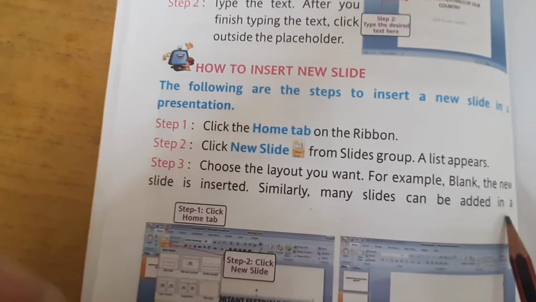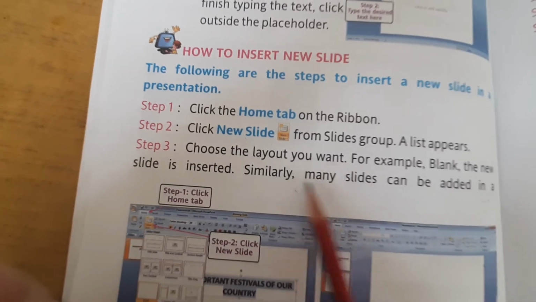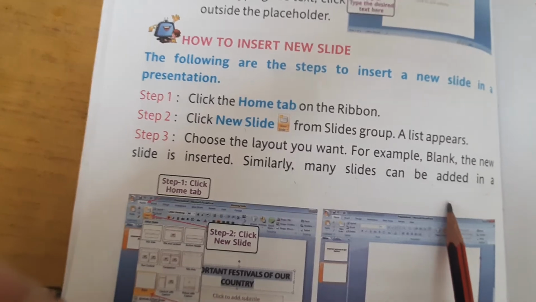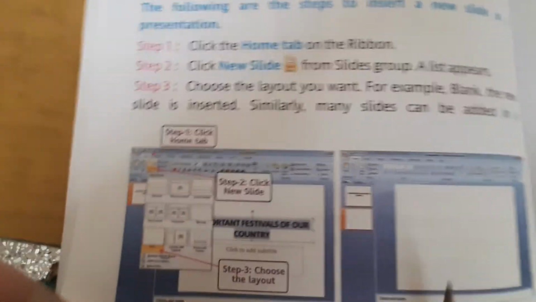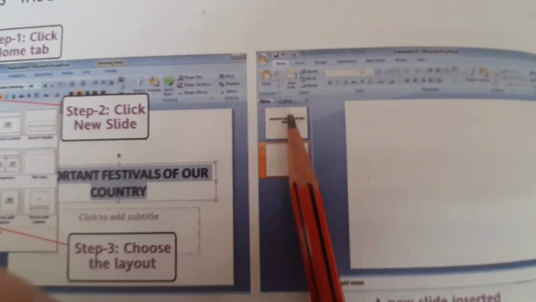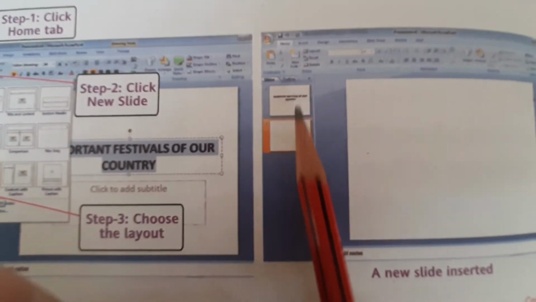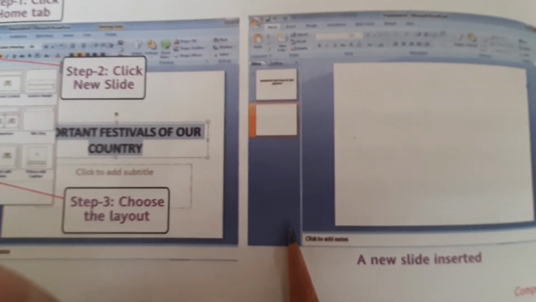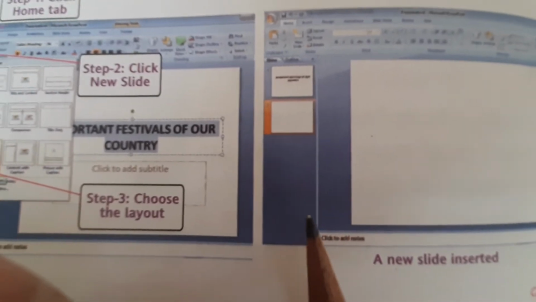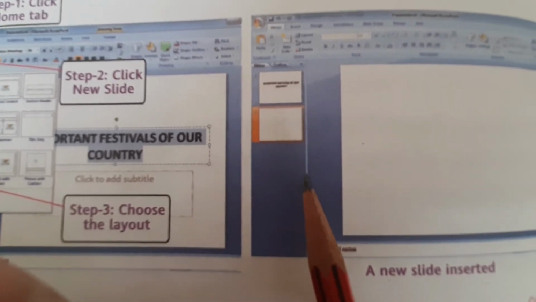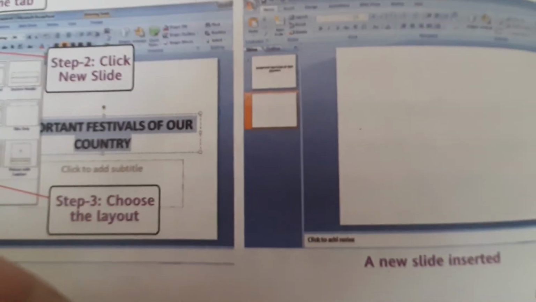Now here I think one word is missing. Similarly, many slides can be added in a presentation. So you can add your own. You can add here. Now here you can see a new blank slide is inserted, and here we can see that it is showing two slides. So it is like a preview. Here we can navigate between the various slides. Even if we are inserting 30 slides, we can see them here and use a scroll bar to go through them in miniature form.